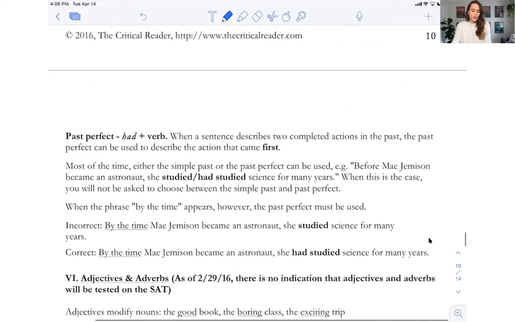Past perfect would be when a sentence describes two completed actions in the past, the past perfect can be used to describe the action that came first. Whoa, that's a mouthful, right? So let's look here. Before Mae Jemison became an astronaut, she had studied science for many years. We would say "she had studied" because that tells the reader that she first studied before she became an astronaut. But because both of those actions are in the past, it can be a little bit confusing.